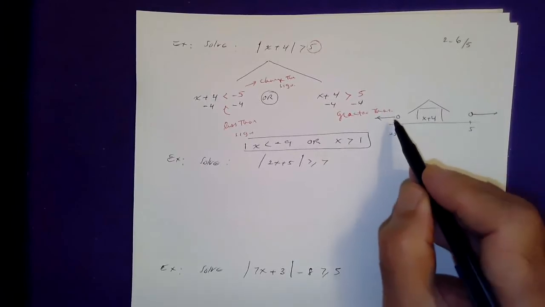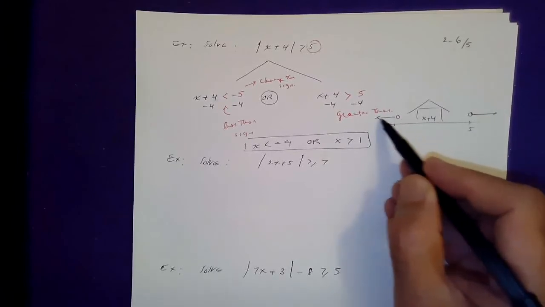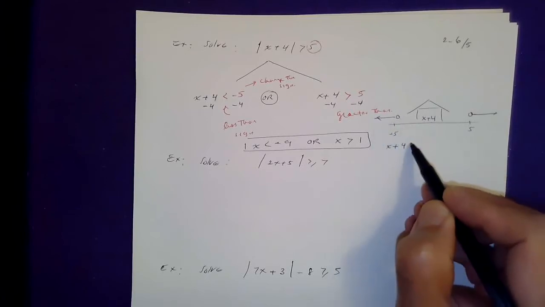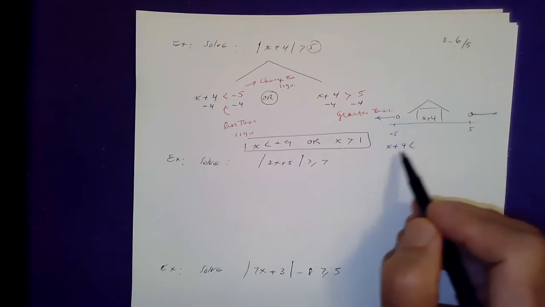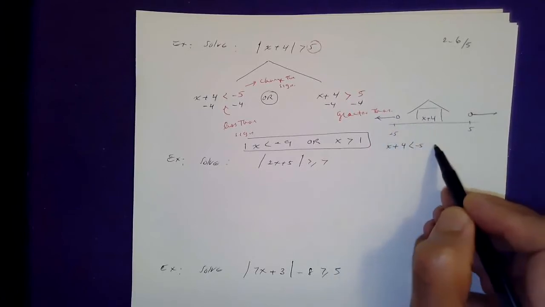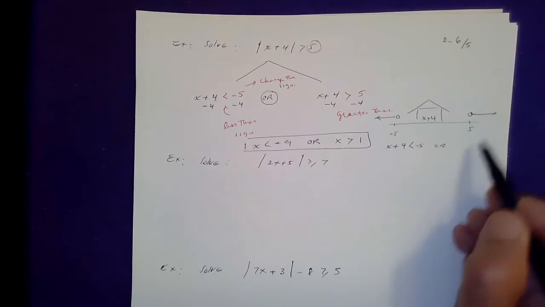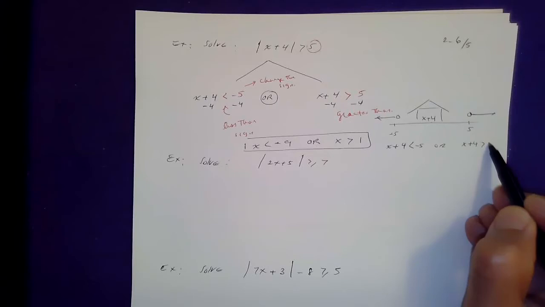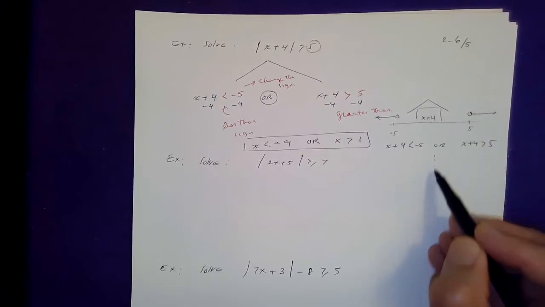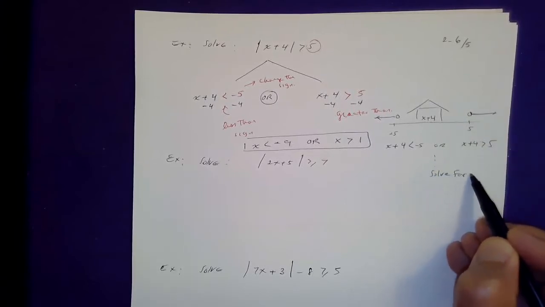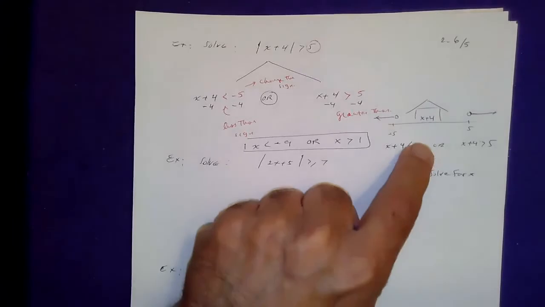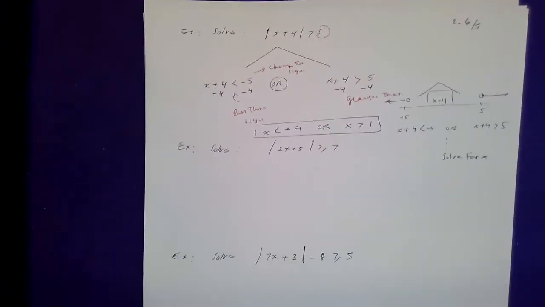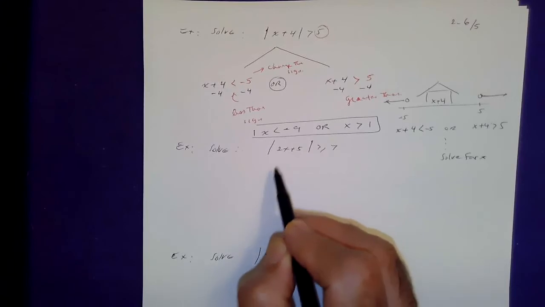So what does that mean? Because the arrow is pointing to the left, this owner of the house can go x plus 4 is less than -5, or the arrow goes to the right, you go x plus 4, the owner of the house is greater than 5. And then what? Solve for x. So that's pretty much how you remember what to do when you have a greater than sign with absolute value. Okay, same thing goes here.